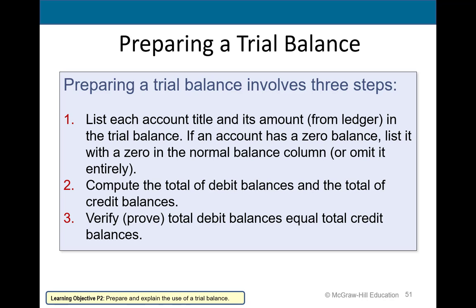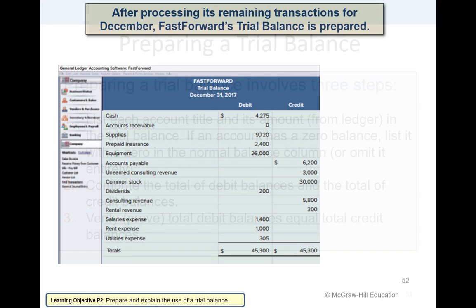Compute the total of debit balances and the total of credit balances. Verify proof: total debit balances equal total credit balances. The total of debit balances equals the total of credit balances for the trial balance. However, equality of these two totals does not always guarantee that no errors were made. If I left something out, it could still balance. If I put something in twice, it could still balance.